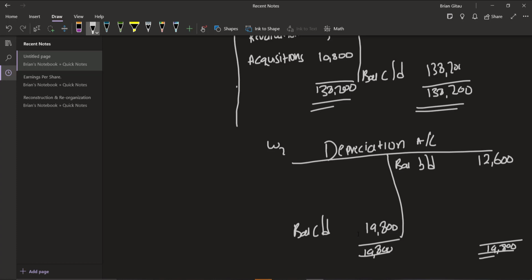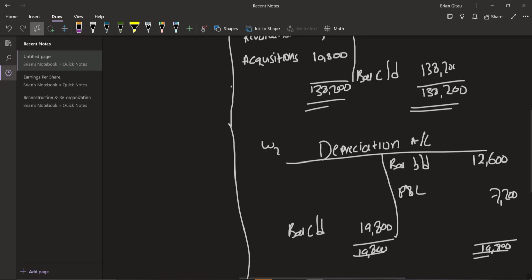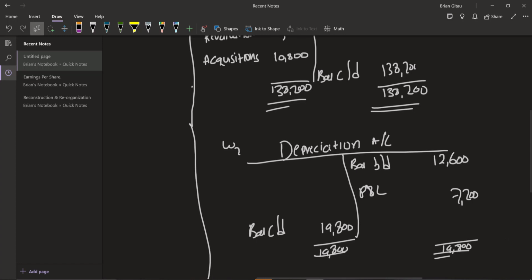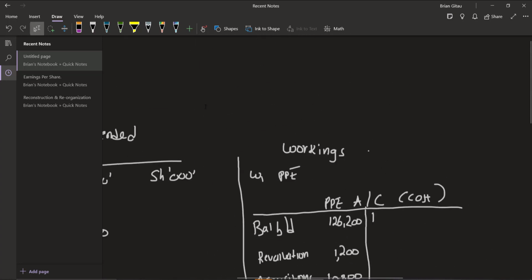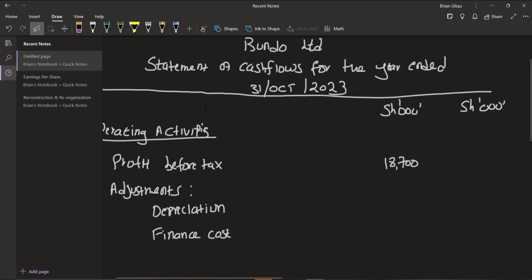19,800. So the balancing figure in this case will be 7,200. 19,800 minus 12,600 will give us 7,200. Now this was what was charged in the profit and loss account. So let's go ahead and record that as our depreciation. So we have depreciation is 7,200.